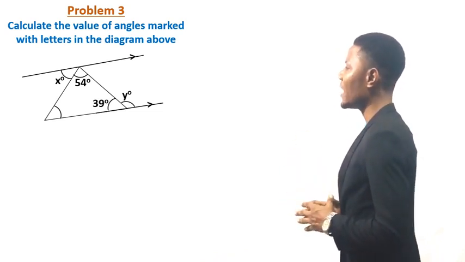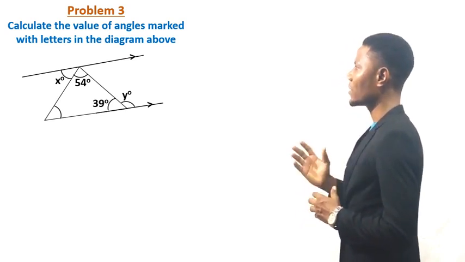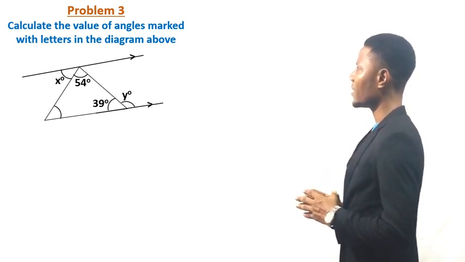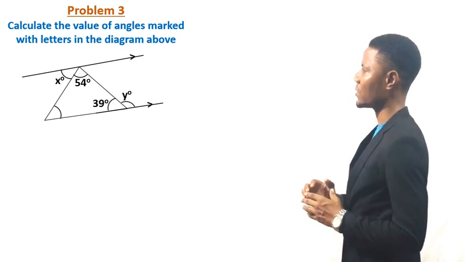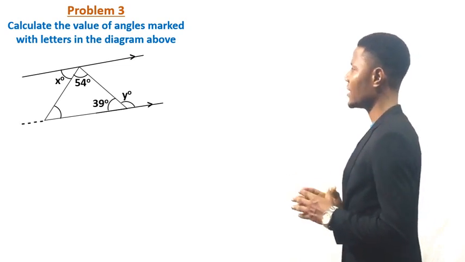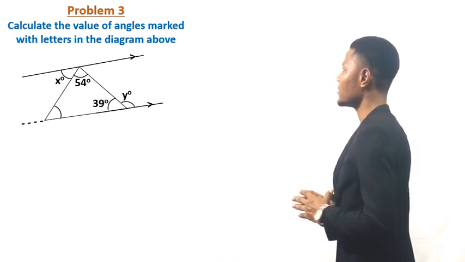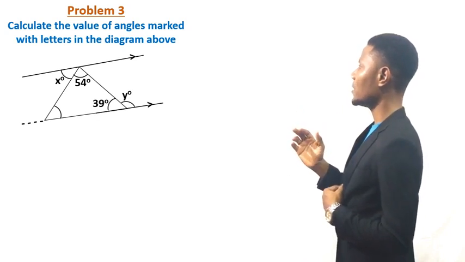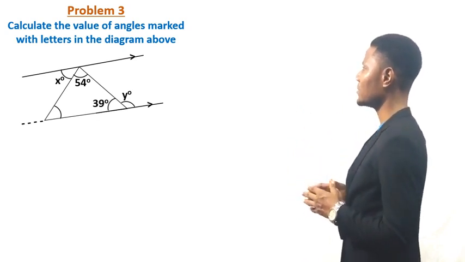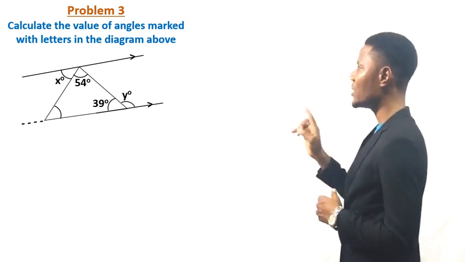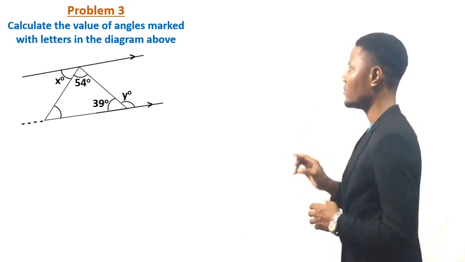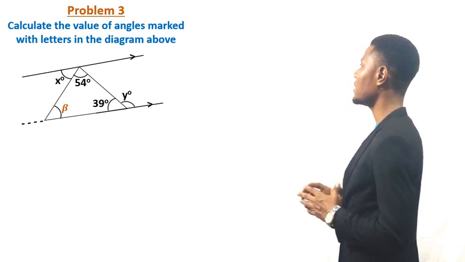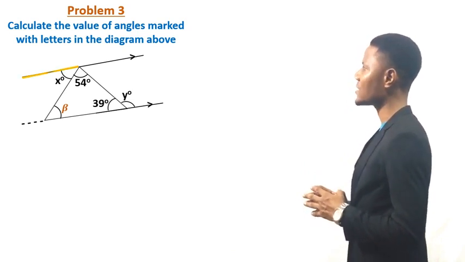For me to find my x degree, I will reproduce the diagram by extending the second parallel line backward. You might not extend it, but I love extending it so that everything will seem clear. Now, there's a relationship between x degree and a particular angle in the triangle. So I'm going to label that angle beta. So there's a relationship between x degree and beta, and that relationship is called alternate angle.